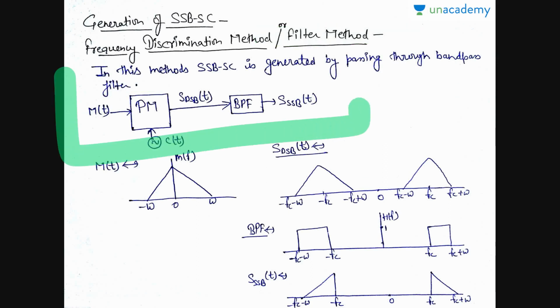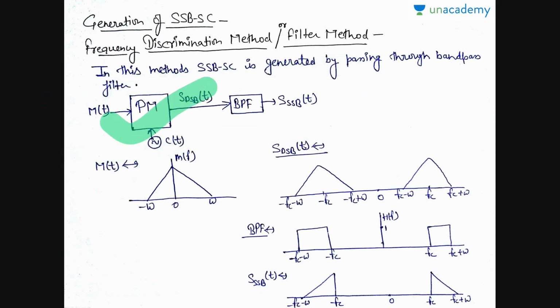This is the block diagram of this SSBSC generator. In this, a product modulator and a band pass filter are present and a carrier signal is generated through the local oscillator. When the message signal and carrier signal get multiplied by this product modulator, we will get the DSBSC signal. That is, first we have to generate the DSBSC signal, and then on passing that signal through the band pass filter, we will get the SSBSC signal.